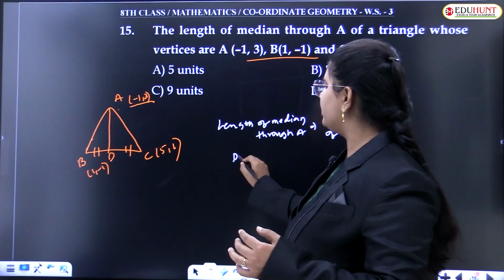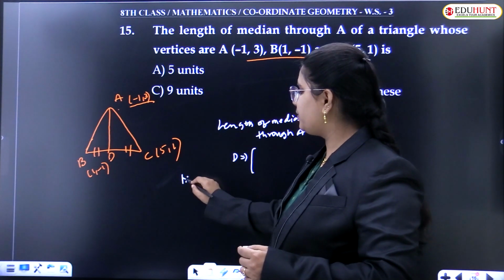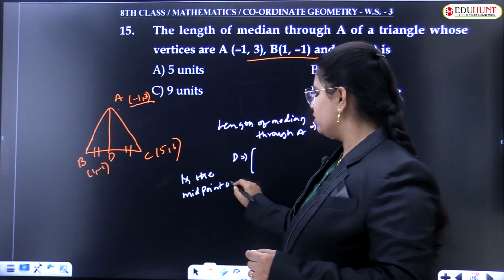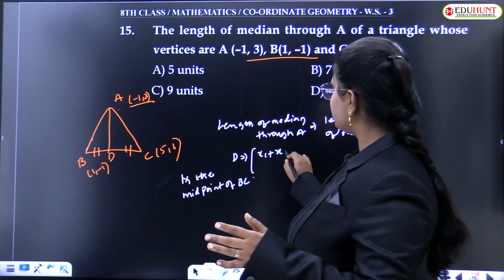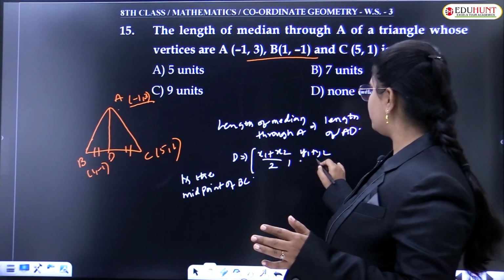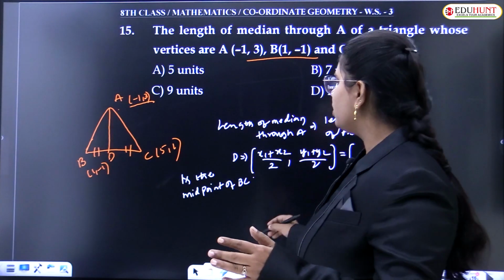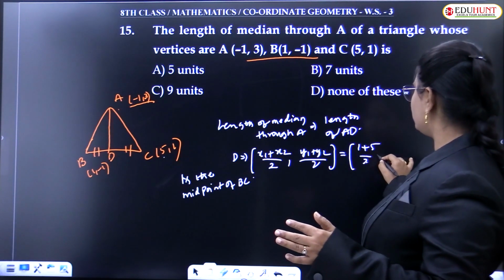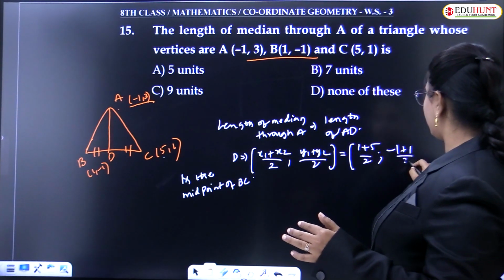So how am I going to find it here? For AD, first I need to find the D vertex. How are you going to find it? D is the midpoint of BC. So what is the midpoint formula? x1 plus x2 by 2 and y1 plus y2 by 2, correct? So what is x1 here? 1. What is x2 here? 5. So 1 plus 5 by 2 comma minus 1 plus 1 by 2.